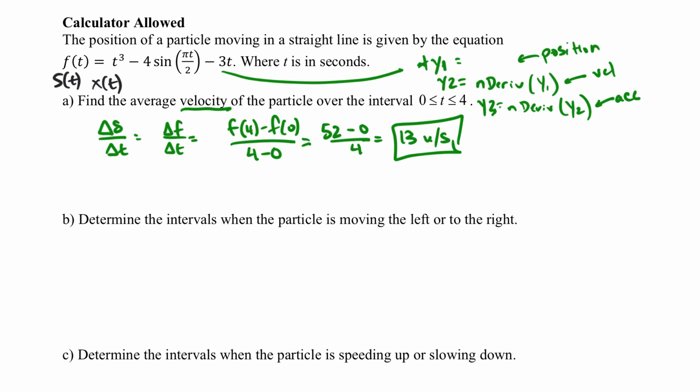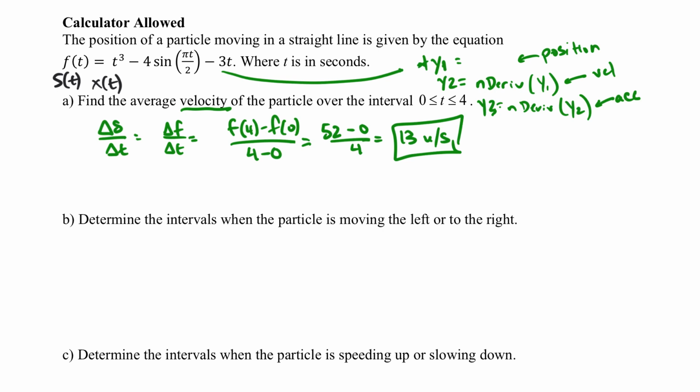So there is a difference there. All right, now for part B, it says determine the intervals when the particle is moving left or right. So left or right means I need to determine when the velocity is positive or when the velocity is negative. So I'm going to go ahead and graph all 3 of these on my graphing calculator, and I'll put it here for you.